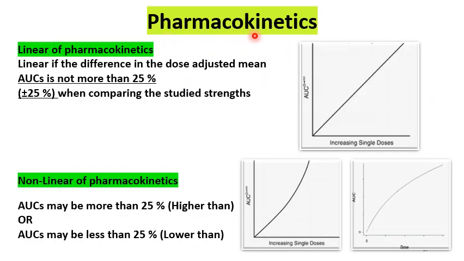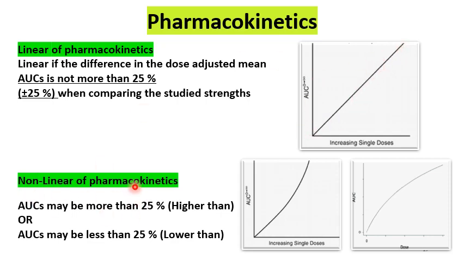Now coming to the pharmacokinetics. Linear pharmacokinetics: linear if the difference in the dose adjusted mean AUC is not more than 25%. See here is AUC, here is the dose. You increase the dose, AUC will increase in a linear fashion. That's why this is linear kinetics.